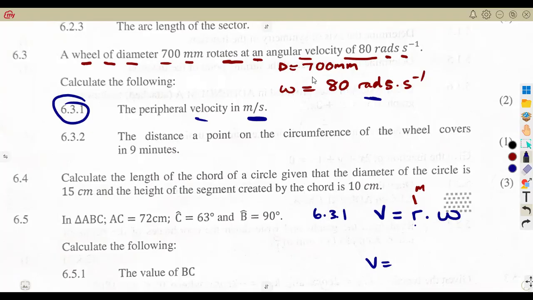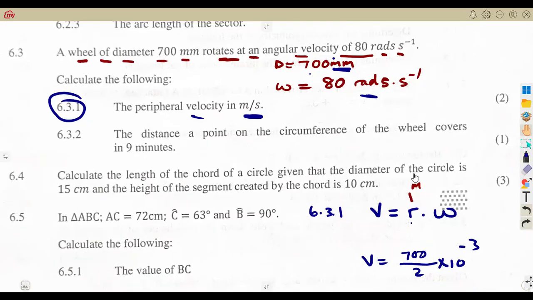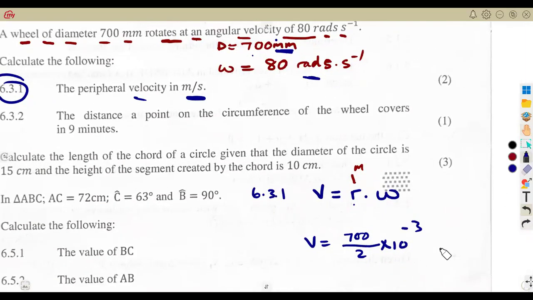So radius, they were given diameter. So we're going to divide 700 over 2. This is in millimeters. Convert it to meters. We simply remove this milli that we are given. So you multiply by what? 10 to the exponent of -3. That is converting to meters. We have converted to meters there.